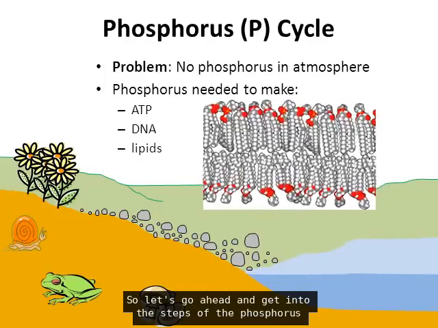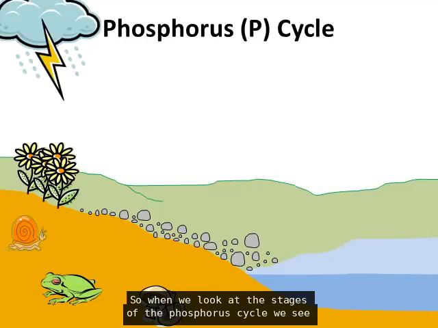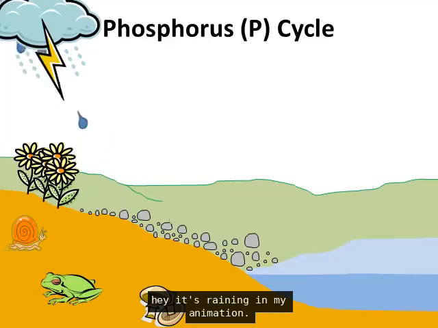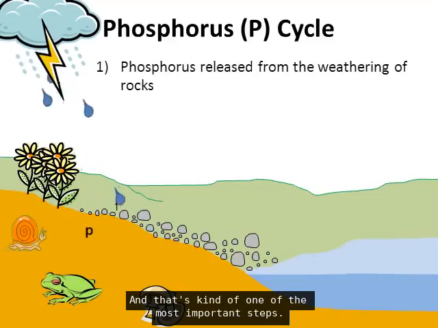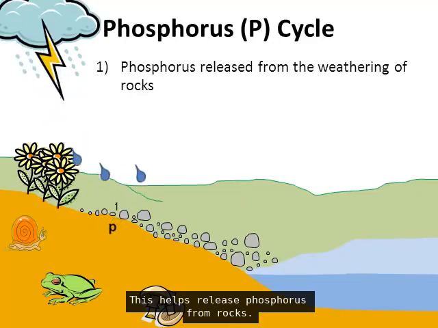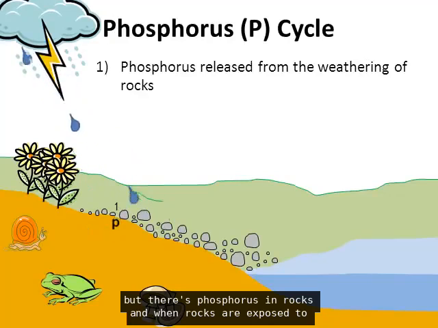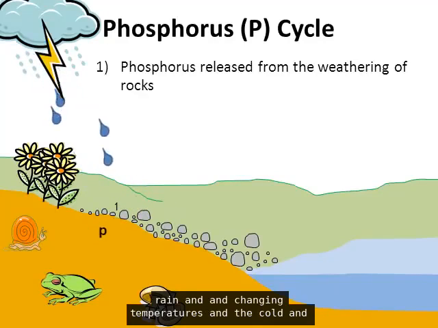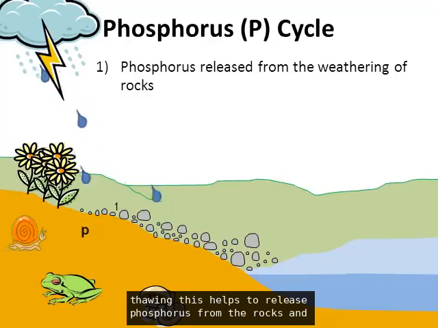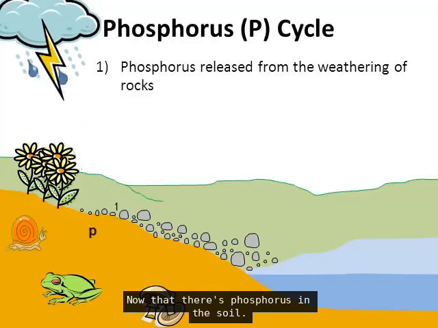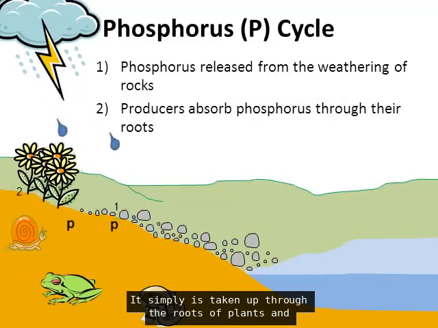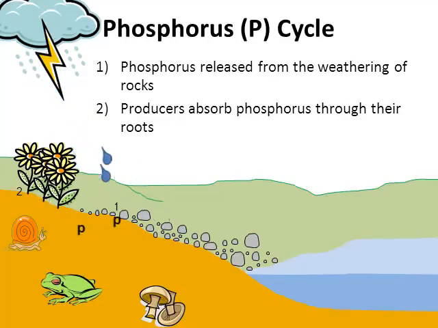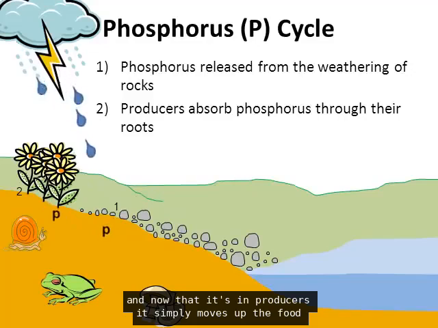So let's go ahead and get into the steps of the phosphorus cycle. When we look at the stages of the phosphorus cycle, we see, hey, it's raining in my animation. And that's one of the most important steps. This helps release phosphorus from rocks. There is no phosphorus in the atmosphere, but there's phosphorus in rocks. And when rocks are exposed to rain and changing temperatures, the cold and thawing, this helps to release phosphorus from the rocks. And now that there's phosphorus in the soil, it simply is taken up through the roots of plants and producers. And now that it's in producers, it simply moves up the food chain.